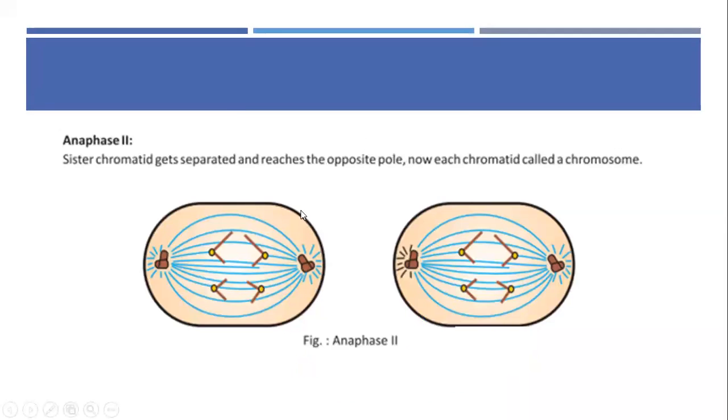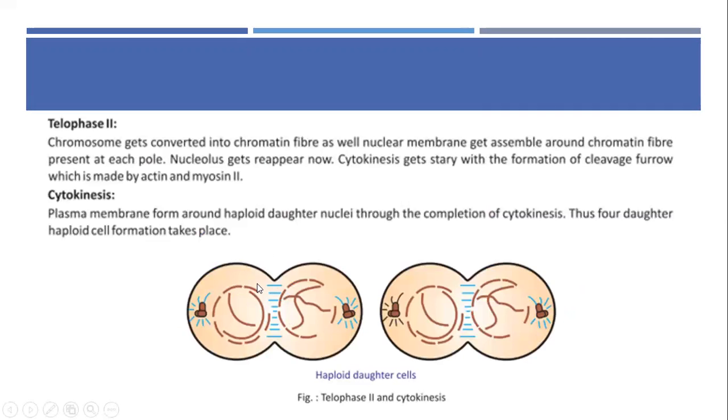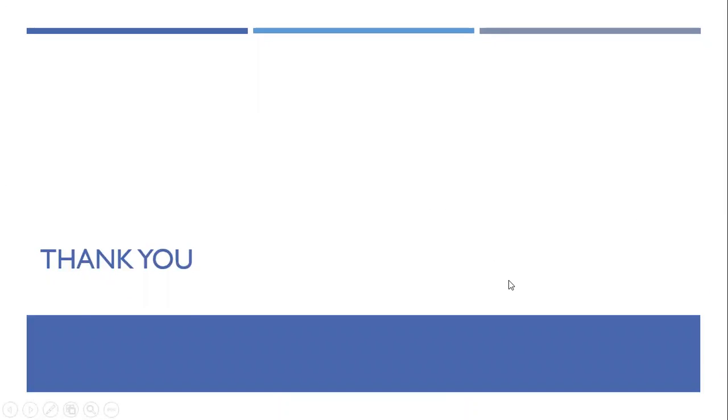Now, what happens in the anaphase? The sister chromatids are getting separated, reaching the opposite pole. Now in telophase 2, the chromosomes start turning into chromatin fibers, and you can see that the cleavage furrow again starts forming with the help of actin and myosin 2. And finally, at the end of this, from each cell you're going to get another two daughter cells. So in total, you're going to have 4 haploid daughter nuclei through the completion of the second cytokinesis. Okay. So that's all about meiosis 2.